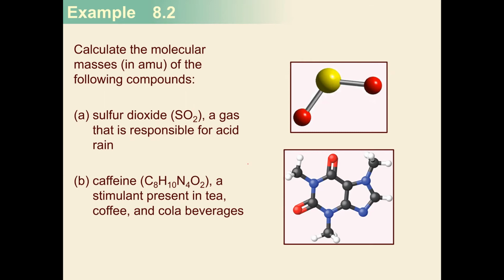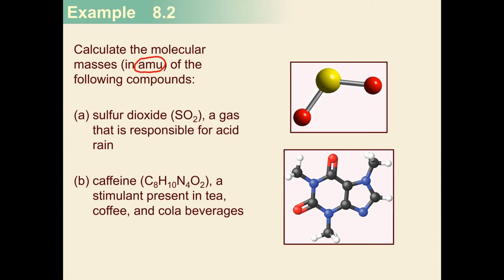First thing you want to notice is that I would like the answers in AMUs. This means that I am going to calculate the mass for one of these molecules. We are not wanting a mole. We are not going to be using grams, but in this case, we want to use the number and have it with the AMU. So let us look first at sulfur dioxide, which is SO2.